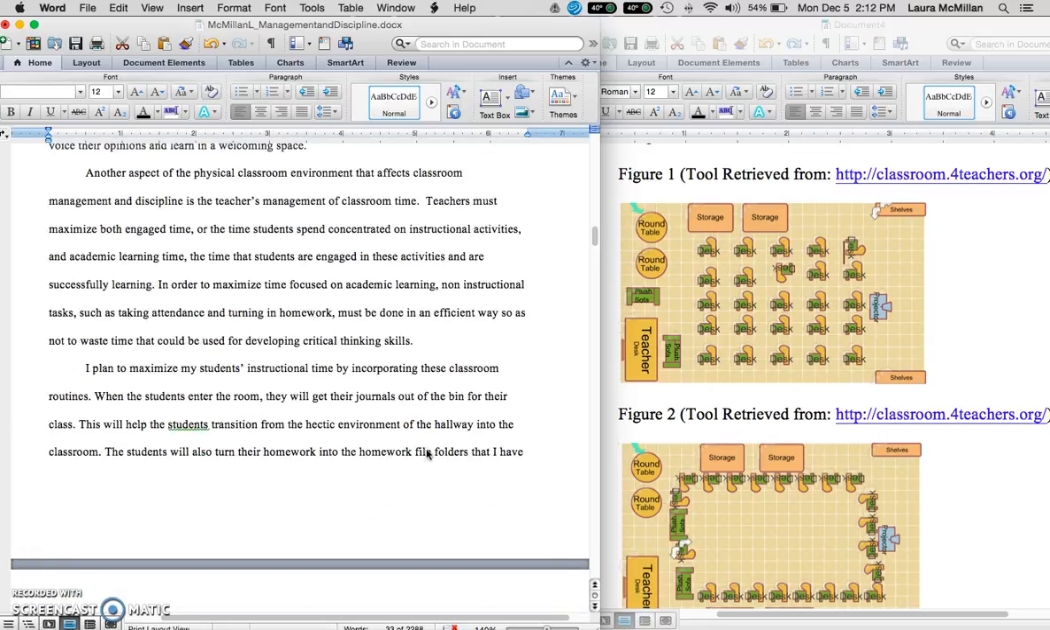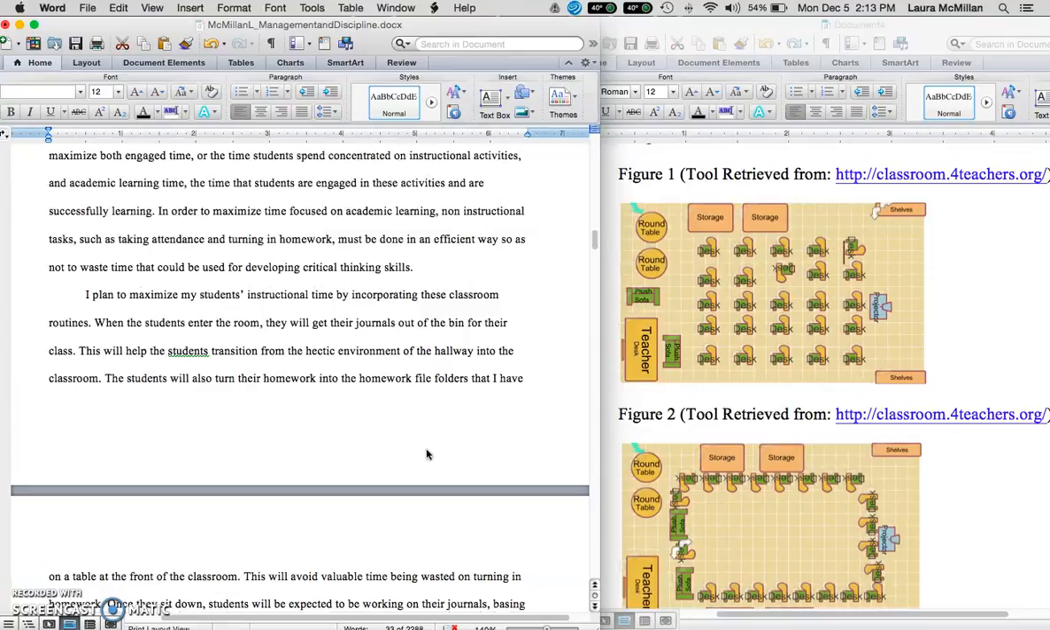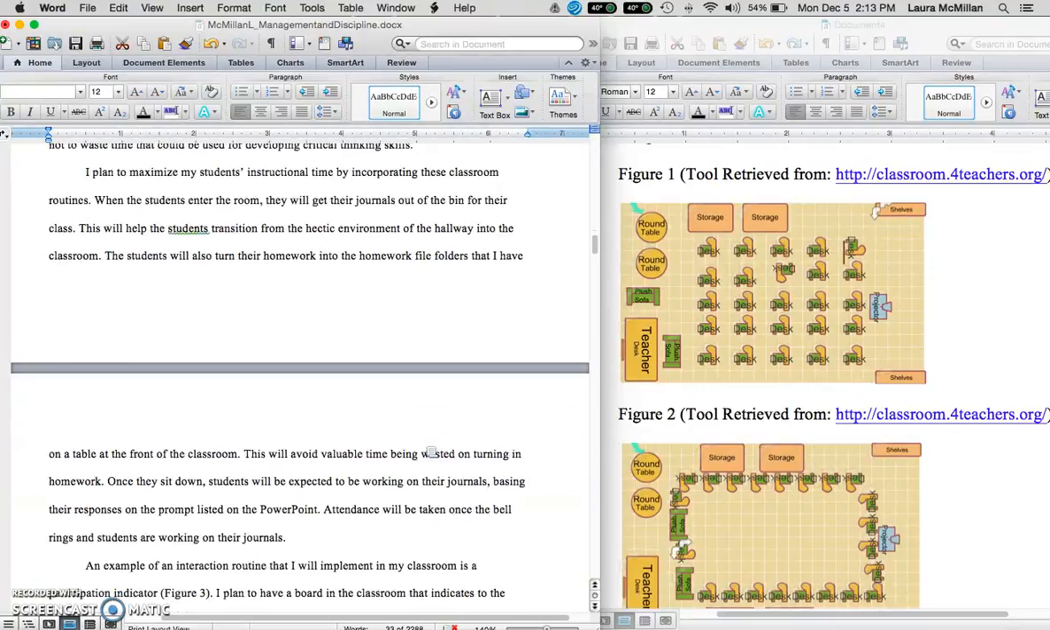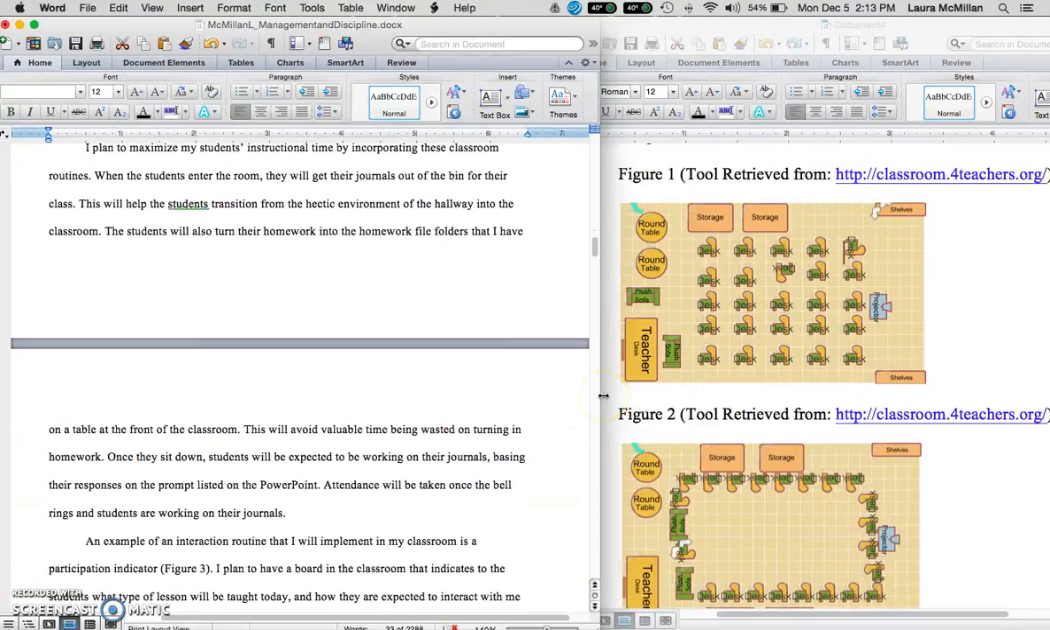Another aspect of the physical classroom environment that affects classroom management and discipline is the teacher's management of classroom time. Teachers must maximize both engaged time, or the time students spend concentrated on instructional activities, and academic learning time, the time that students are engaged in these activities and are successfully learning. In order to maximize time focused on academic learning, non-instructional tasks, such as taking attendance and turning in homework, must be done in an efficient way so as not to waste time that could be used for developing critical thinking skills. I plan to maximize my students' instructional time by incorporating these classroom routines.